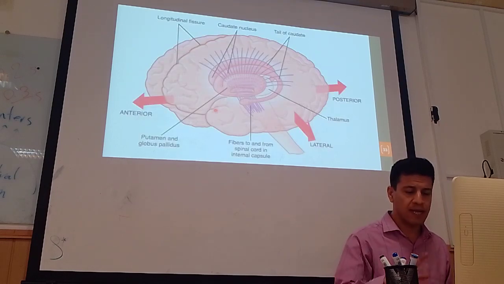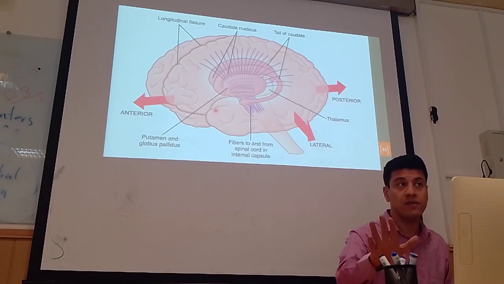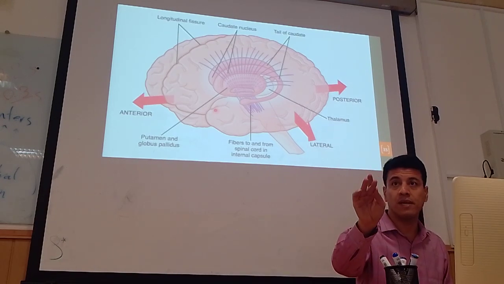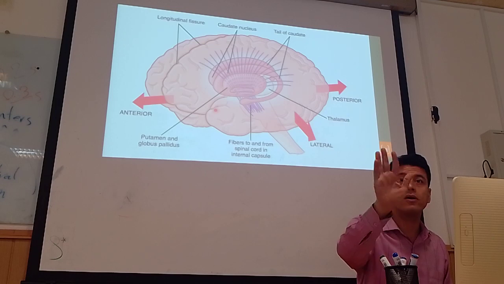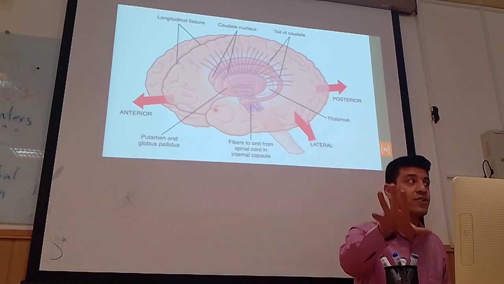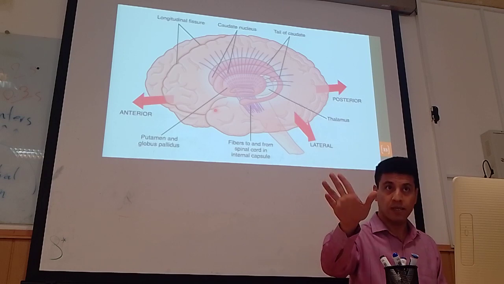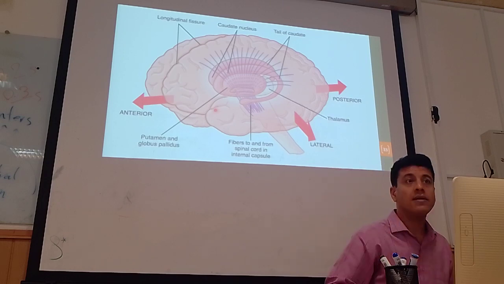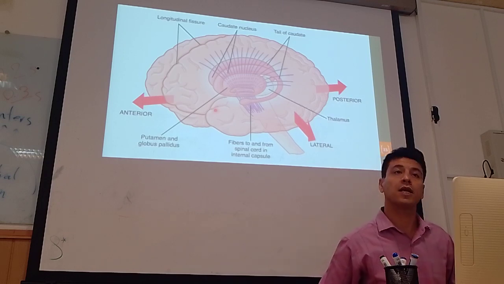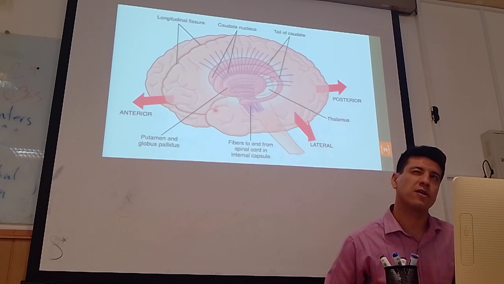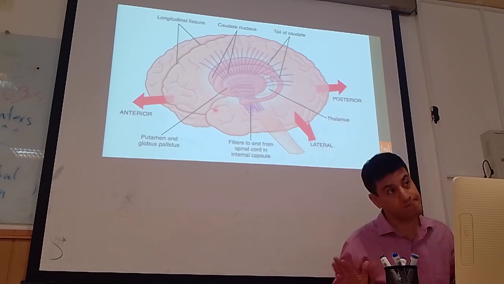So you know the basal ganglia, you have seen them in neuroanatomy. They have the caudate, putamen, globus pallidus internal, globus pallidus external, subthalamic nucleus, substantia nigra, pars compacta, pars reticulata. Accumbens. Accumbens is part of the caudate nucleus.